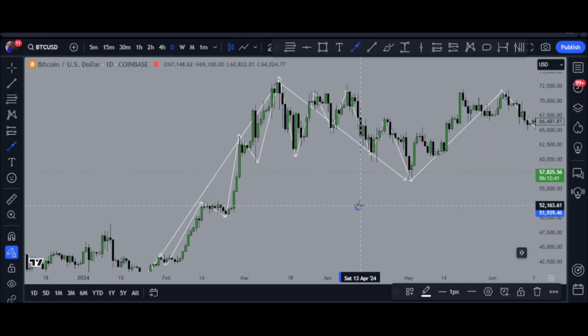Okay, let's talk about patterns. There are lots of patterns, and I don't think you need to learn all of them. Only a few, maybe around 10-12 patterns, are very important, and the rest are good to know. You need to understand the concept. So there are cup and handle, there are double top. This is the double top pattern.